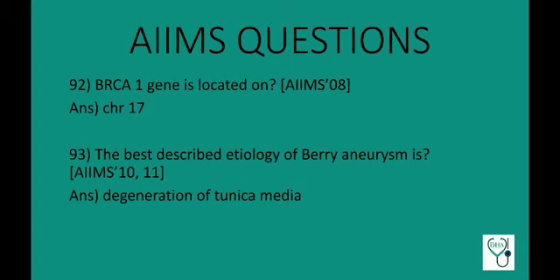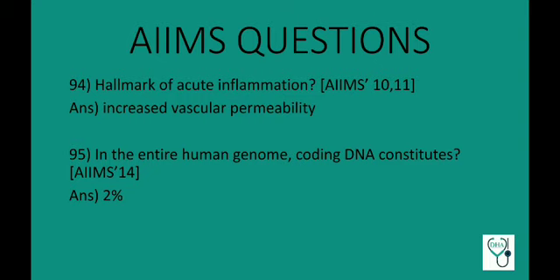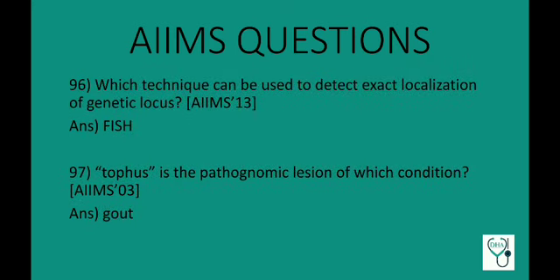BRCA1 gene is located on chromosome 17. The best described etiology of berry aneurysm is degeneration of tunica media. Hallmark of acute inflammation: increased vascular permeability. In the entire human genome, coding DNA constitutes 2%. Which test can be used to detect exact localization of genetic locus? Fluorescent in situ hybridization, abbreviated as FISH.